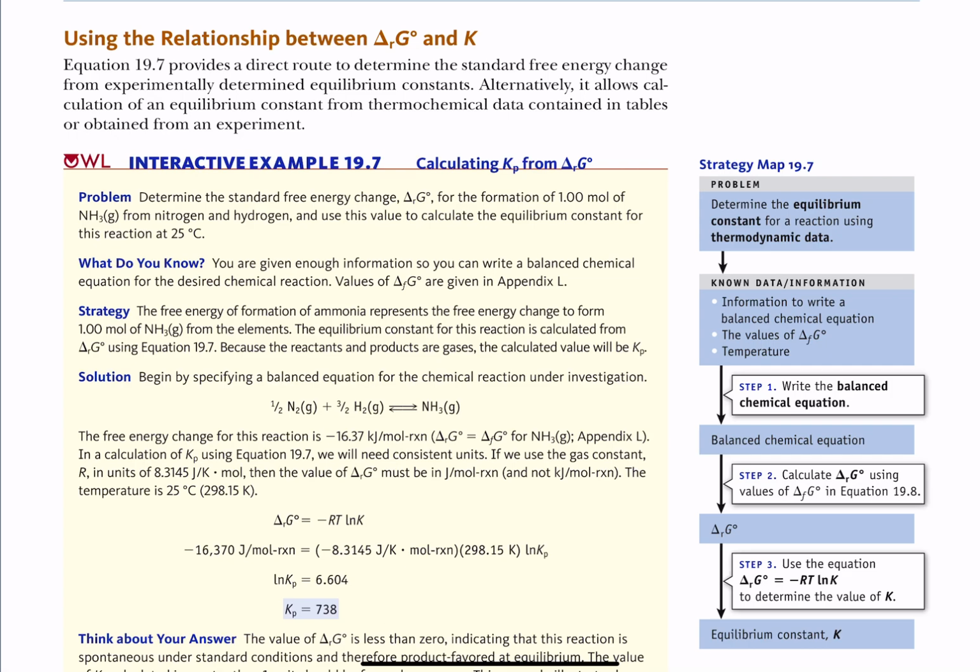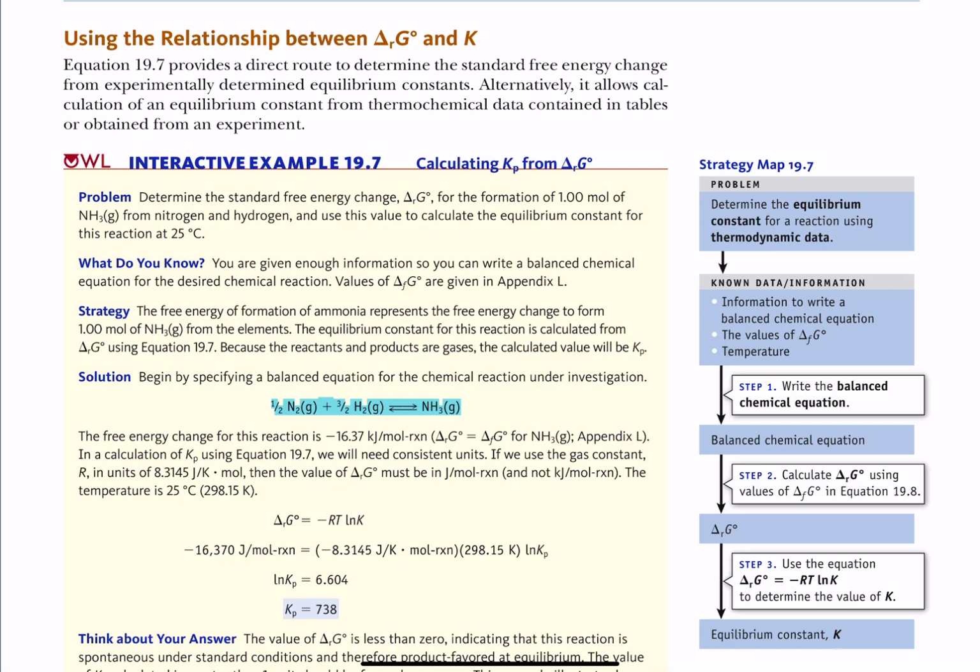All right, example 19.7. Here we have the formation of ammonia. In this problem, we are interested in 1 mole of ammonia. So if we want just 1 mole of ammonia, a reaction per mole of ammonia, we need to reduce the other coefficients in the balanced equation to fractions.